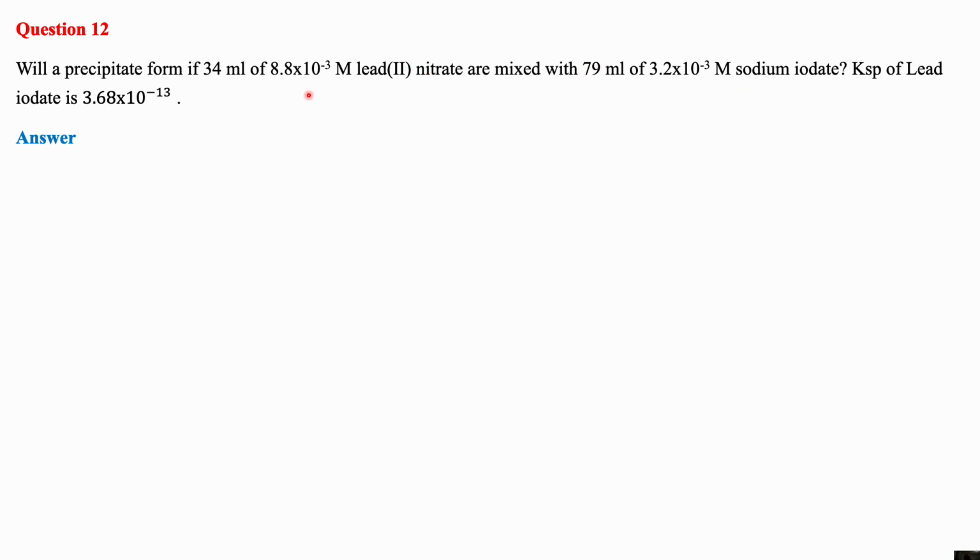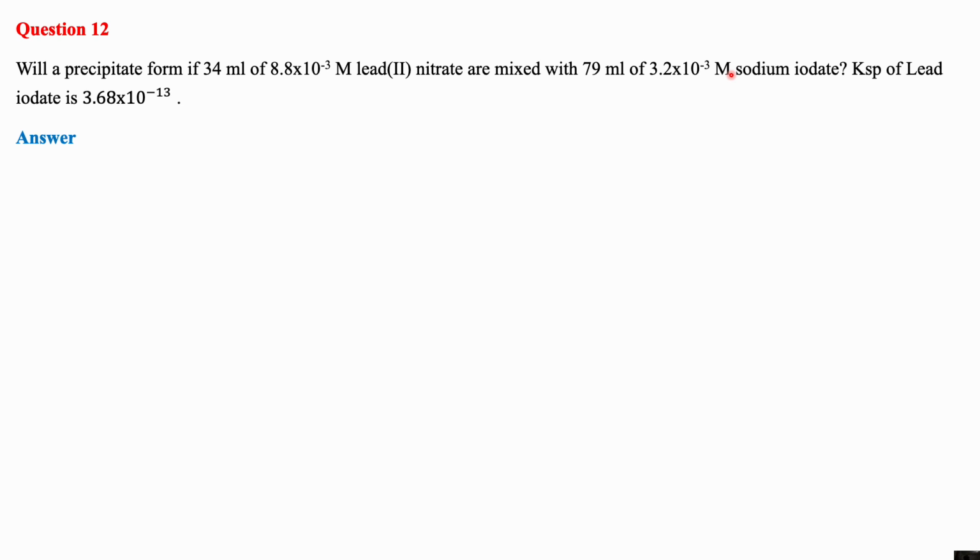Because here we can have the moles. Here we can get the moles before mixing, the moles of lead and the moles of nitrate. From this information also, we can get the moles of sodium and the moles of iodate before mixing. Then after mixing, to determine the concentration after mixing, we divide by the total volume.